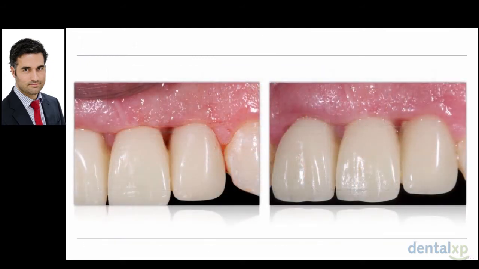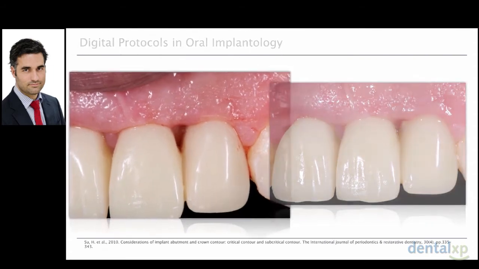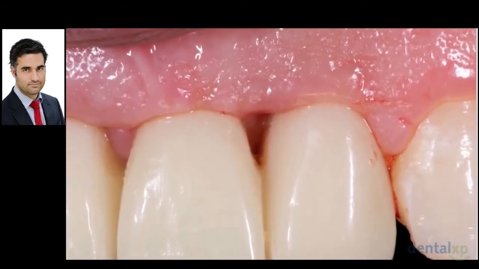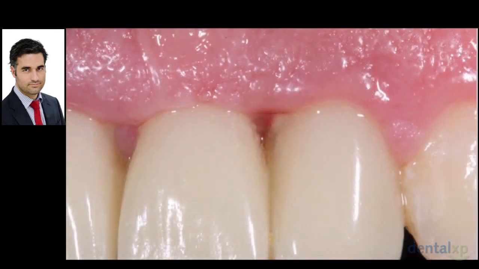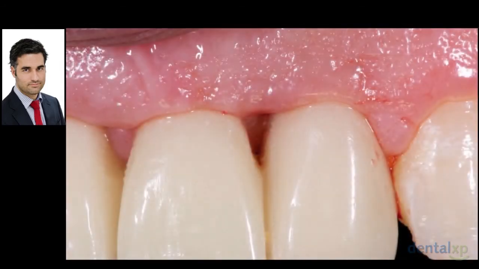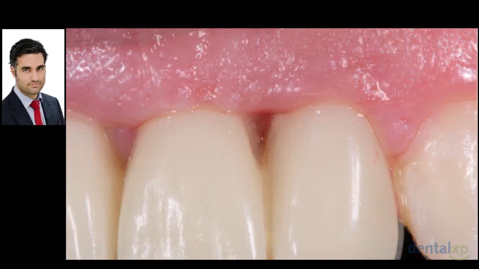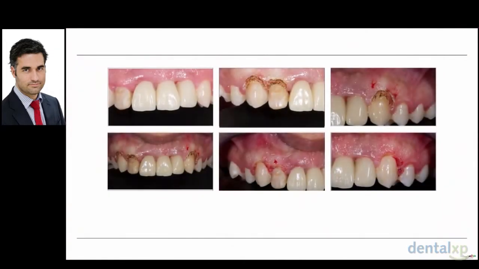Let's see. As you can see, by applying this technique, we could get more or less 1 millimeter of papilla. Here is our black triangle, and after applying the convex emergence profile. This is something that we are going to see later in another case. So as you can see, very easy, and you can get some results.